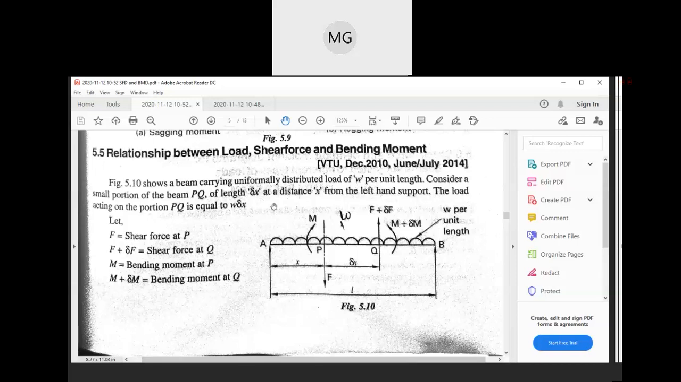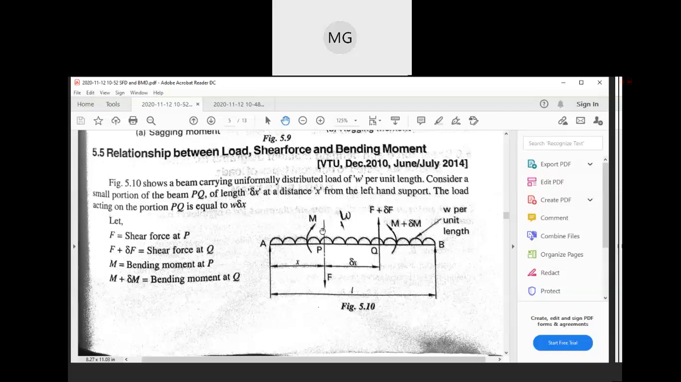A UDL means W per unit length, or W per meter. So consider a small portion of the beam, PQ. Now this is the total length of the beam, L. We'll consider only a small element, say P and Q, of small elemental length dx, at a distance x from the left hand support. So at a distance of x, we consider a small elemental length dx of the beam. The load acting on the portion PQ is equal to W into dx.